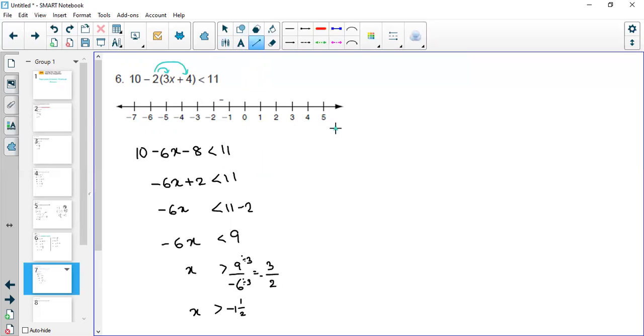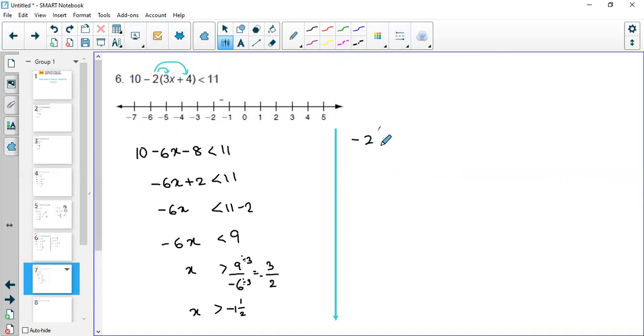Let me show you the alternative method. I'm showing you the ways because I just want you to have an idea that any question can be solved using many techniques. What I'm going to do first is subtract the 10 from here. So that leaves me with negative 2 times (3x plus 4) is less than 11 minus 10. So negative 2 times (3x plus 4) is going to be less than 1.